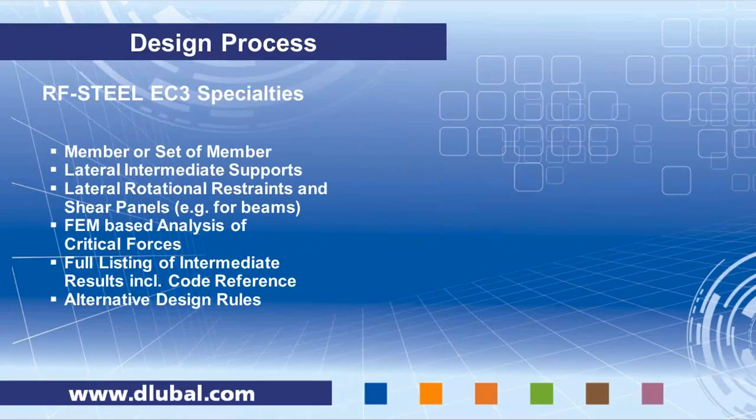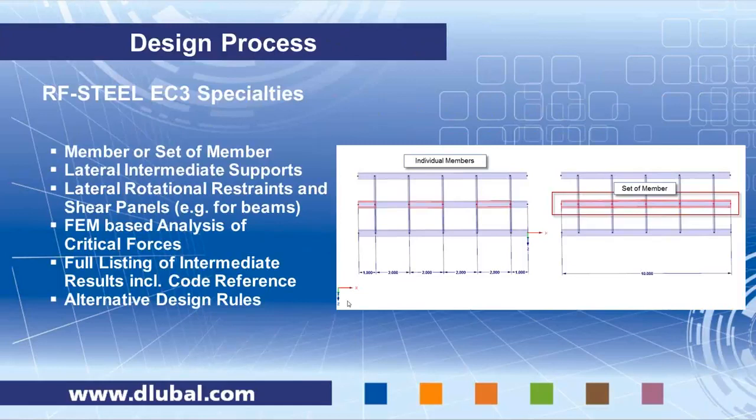Some special things about RF Steel EC3 are that we can, for example, choose between a member design and a set of members design. When we model a complex building or some structure with lateral intermediate supports, typically one part that would be built or constructed as one physical member is modeled as several analytical members. So one unit is divided into several different parts. Now we can refer the design to the individual members, or we can refer the design to the so-called set of members. With the use of a set of members, we group those individual analytical members again into one physical construction part.